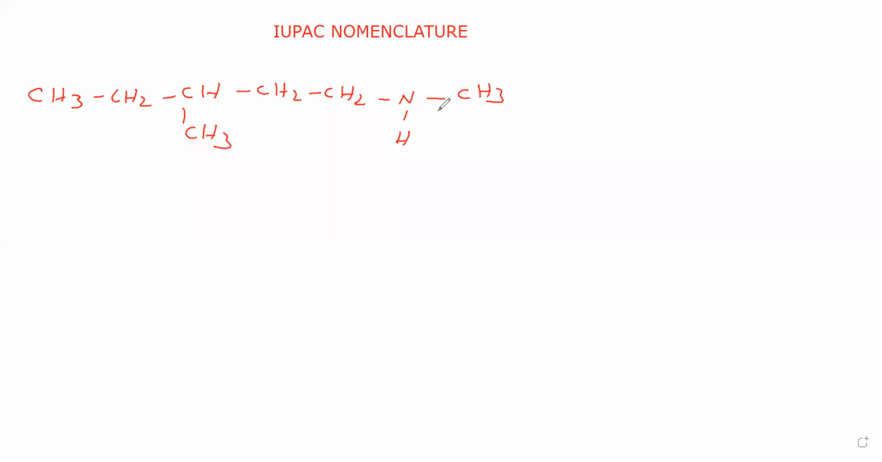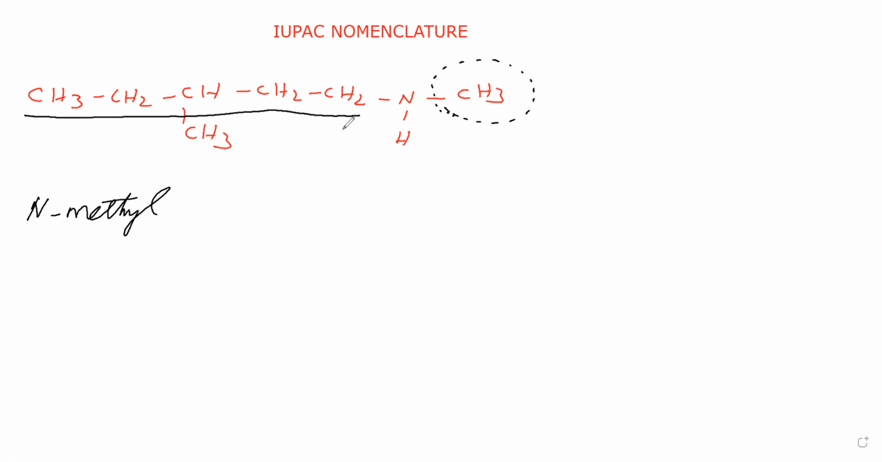Now, which do we select as the parent? We can select this as the parent, because it contains more carbon atoms than this. Therefore, you keep this as a branch. While saying this as a branch, you say this name first. This name is methyl. It is attached to N directly. Therefore, we say N-methyl. Next, we have to say about this parent.